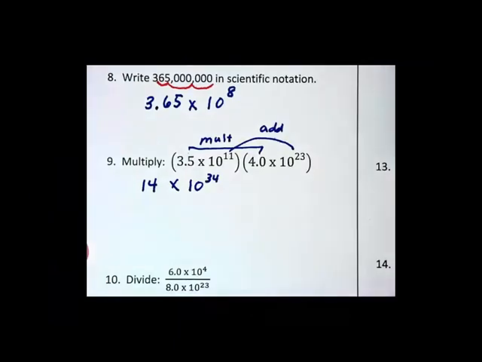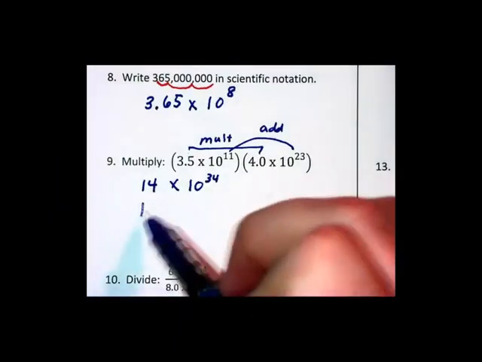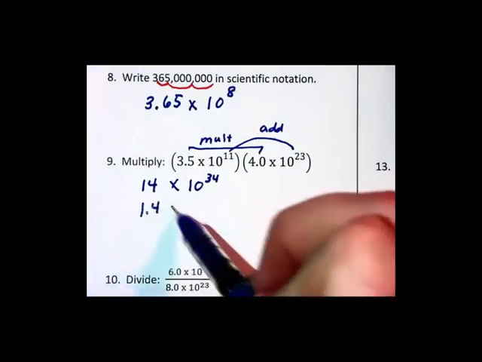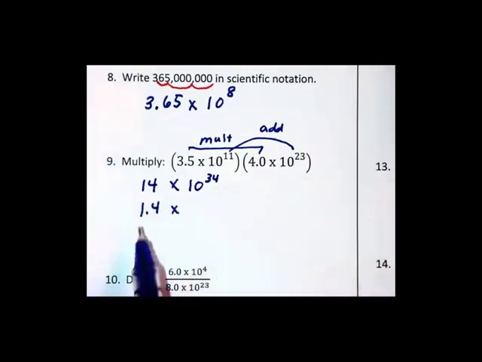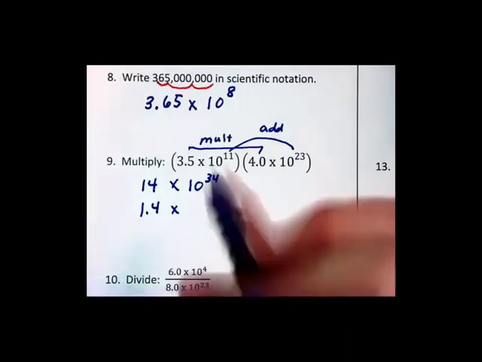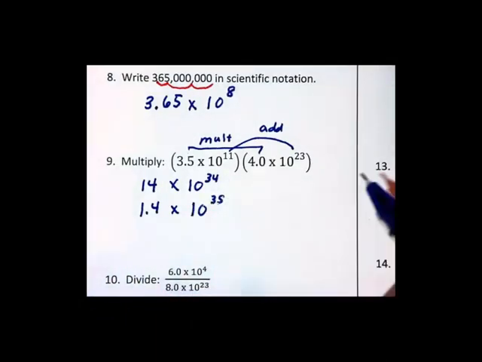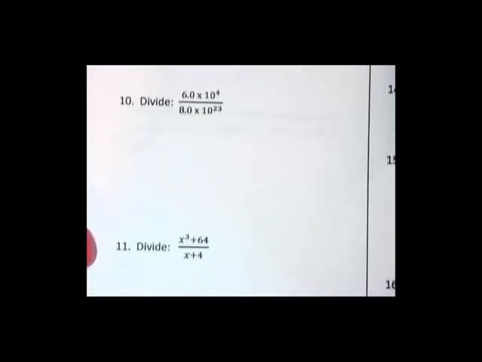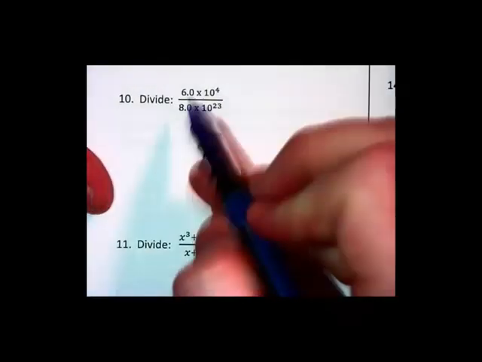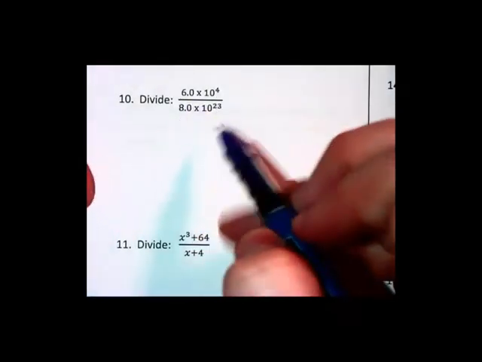We don't want 14 in scientific notation, so we rewrite that as a 1.4, which basically says we've divided by 10 out in the front, so we have to multiply by 10, raising that to a 35th power over there on the right. You could say that the first number is getting smaller, the second number is getting larger. When we divide with scientific notation, we divide the numbers in front and we subtract exponents.